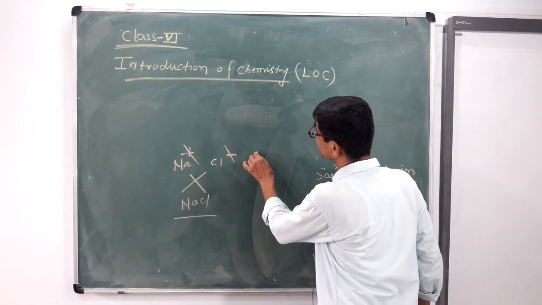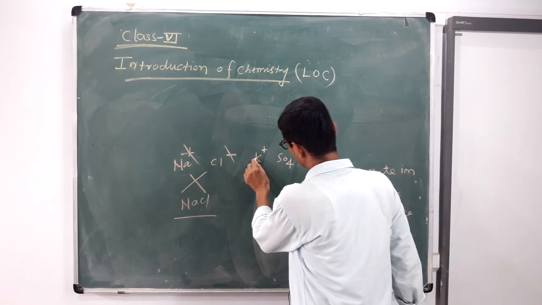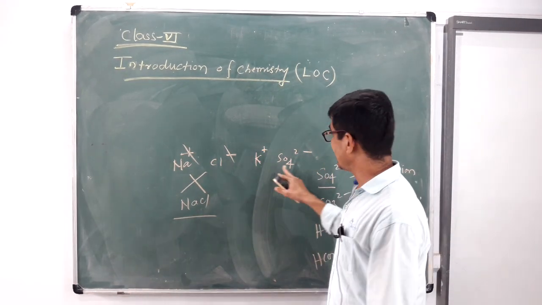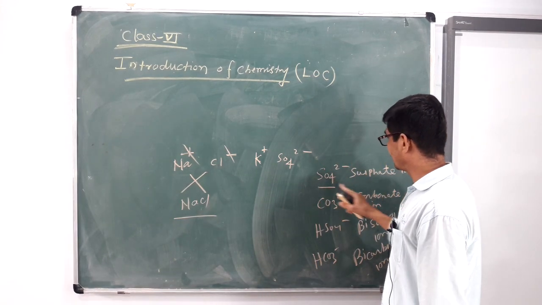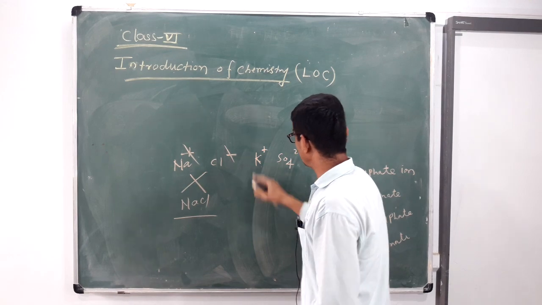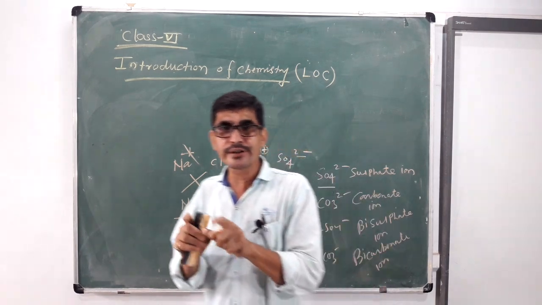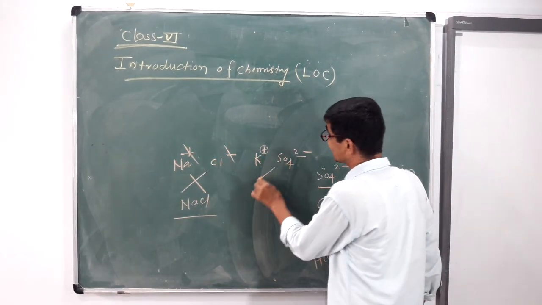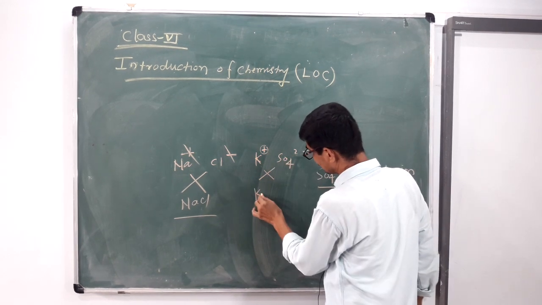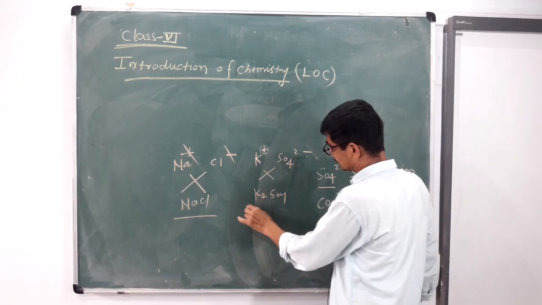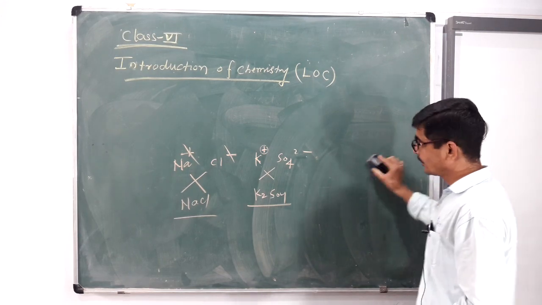Other things, K+ and SO4 2-. K+ is called potassium ion, and SO4 2- I have already written here, sulfate ion. Okay, so in this case, one positive charge and two negative charges. Charges are opposite but not equal in number, unequal number. In that case, the ions are exchanged to each other. So K2 and SO4. This is called potassium sulfate, and this is the way for the formation of formula.